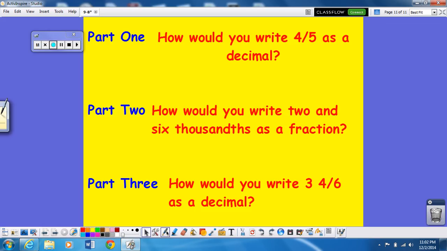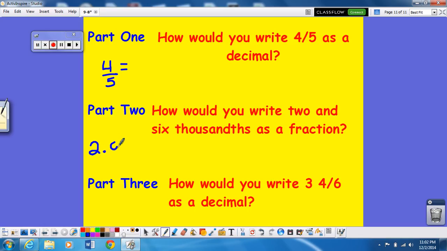Okay, time for you to do some work. On part 1 of your notes, how would you write 4/5 as a decimal? So what I'd like to see on your notes is 4/5 equals. Show me your work, show me how you did it, and then tell me what it equals as a decimal. Part 2 says, how would you write 2 6/1000ths as a fraction? I'm going to write it as a decimal for you.